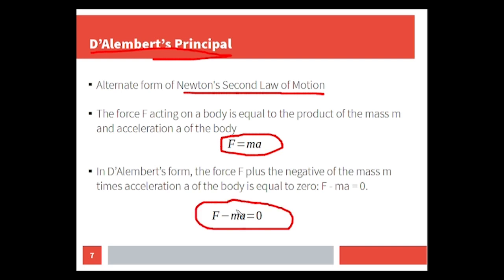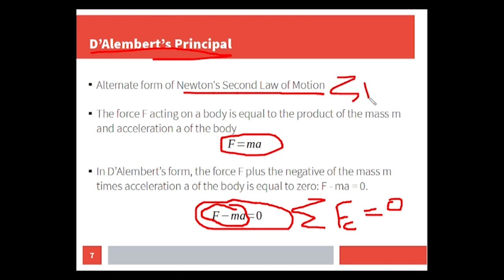We can just write the equation in the other form, say sigma Fc equal to 0, where Fc is nothing but F minus ma. We have already studied in the static case sigma Fx equal to 0, sigma Fy equal to 0. So this is the dynamic equation.